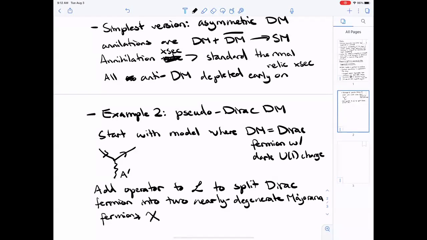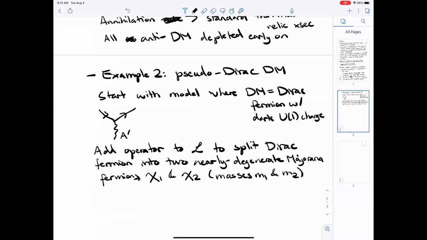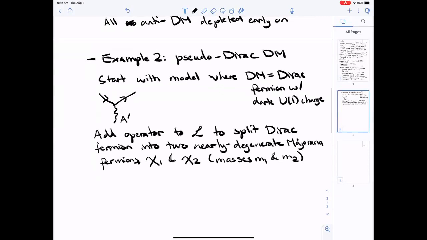So we'll call these two fermions chi1 and chi2, and we'll say they have masses m1 and m2, which are close but not identical. So the extra operator you're adding is basically giving a small Majorana mass to this Dirac fermion. So now we have the spectrum of our dark sector, which is chi1 and chi2 slightly heavier. And this is a setup for the kind of inelastic dark matter models that Jody talked briefly about yesterday.